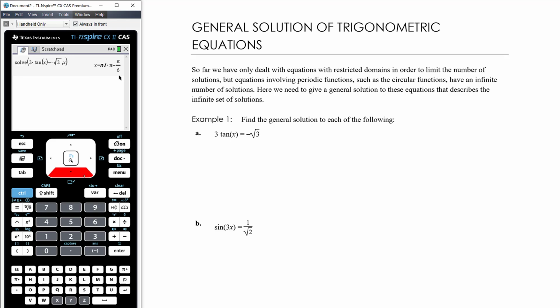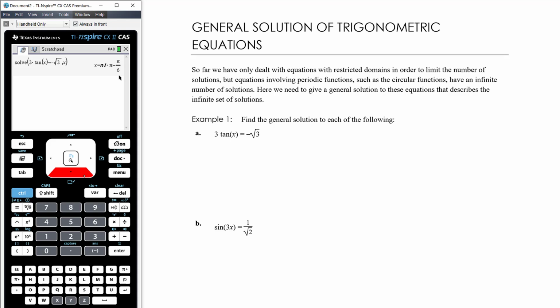It's using n1, in bold, as a parameter. So x is equal to some sort of integer multiplied by pi and then subtract pi on 6. Okay, and that should enable us to generate all of the solutions. Okay, it's a general solution.